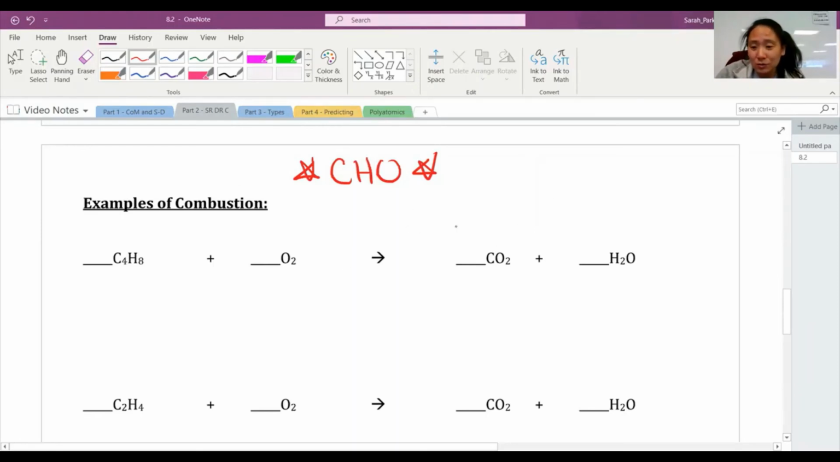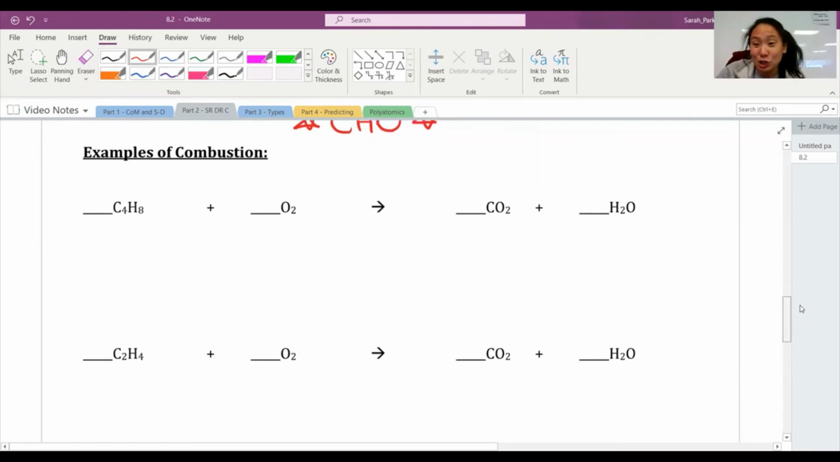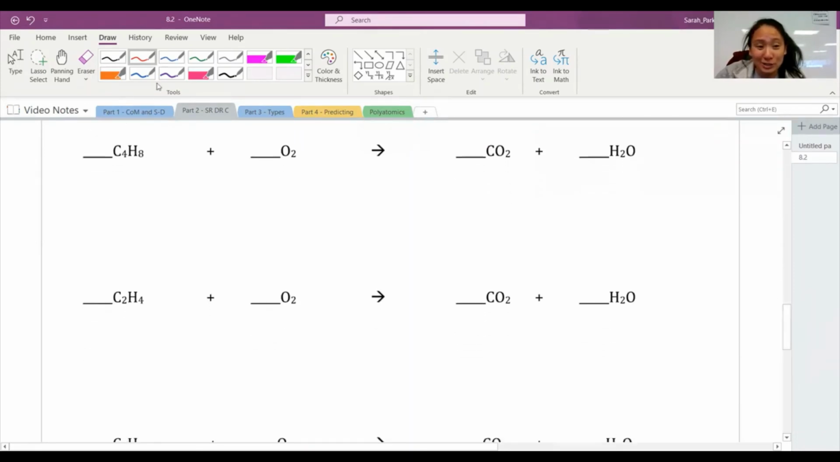When you first look at an equation, I highly recommend determining if it's a CHO equation. So you look at this and you see C's, H's, and O's. It's a CHO equation. So for this first one, I'm going to write this down: a CHO equation. When it is a CHO equation, I highly recommend balancing in the CHO order: C's first, then H's, then O's.